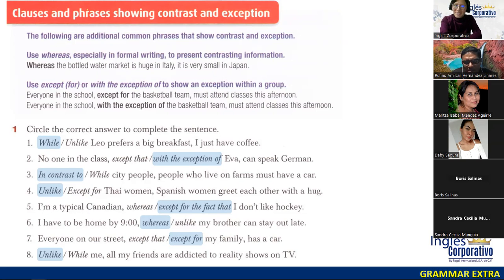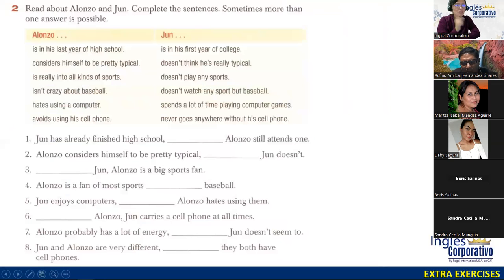Okay, very good, guys. Good job. Let's go ahead and move on. Actually, I have one more exercise I would like you to work with. This is exercise 2. It says, read about Alonso and John. Complete the sentences. Sometimes more than one answer is possible, so you can include the two options that you consider possible.